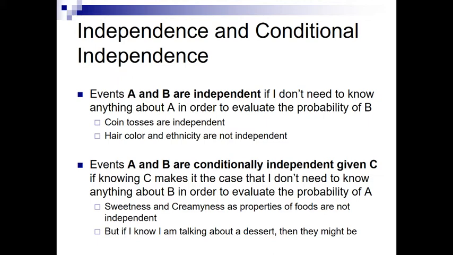So then, since being a dessert makes both of these more likely, if you don't consider dessertness, then you see a correlation between these two things. But if you know it's a dessert, then you've already accounted for the extent to which you see sweetness and creaminess. And so beyond that, they are not correlated with one another, and that's what it means that sweet and creamy are conditionally independent given dessert.